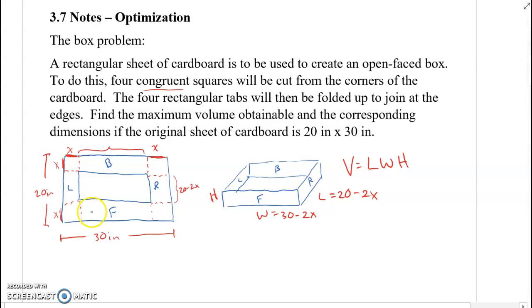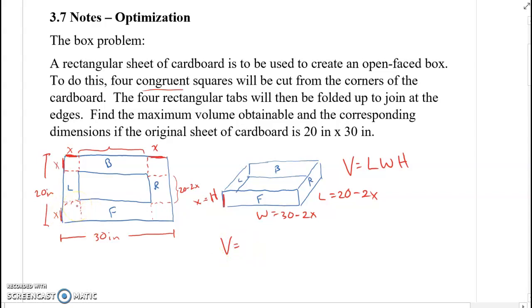Well, the height is when this dotted line and this dotted line fold together to make this edge of the box. That's actually just the side length of the square, right? That's equal to x. So we do have a volume formula that has 3 different things that are changing depending on how big our square is.